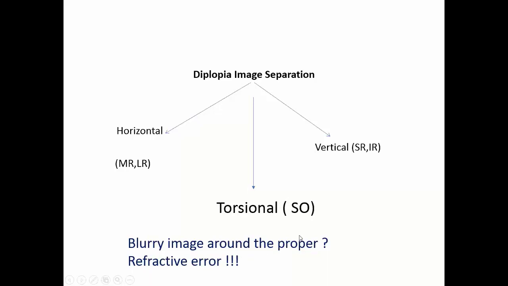But what if they say a blurry image around the proper image? Then it has to be a refractive error. That is usually a refractive error. So sometimes patients take you for a ride saying double vision, but when you ask what is the kind of image separation, they say it is just a little ghost image around the proper image, which is due to a refractive error in one eye.